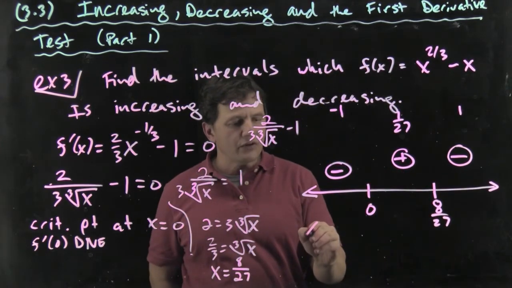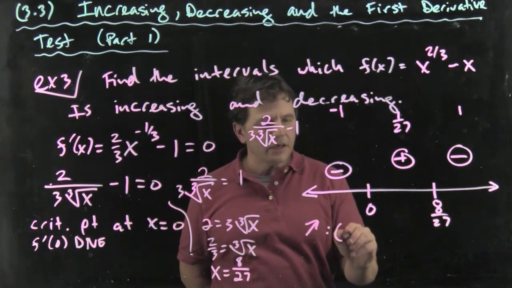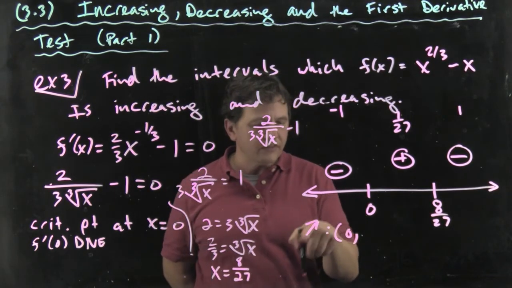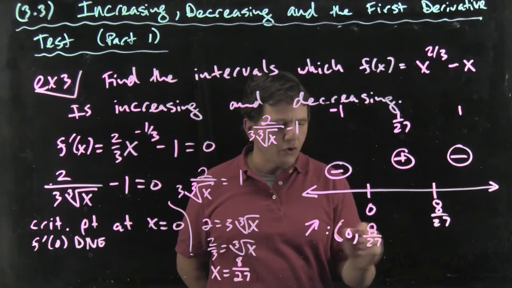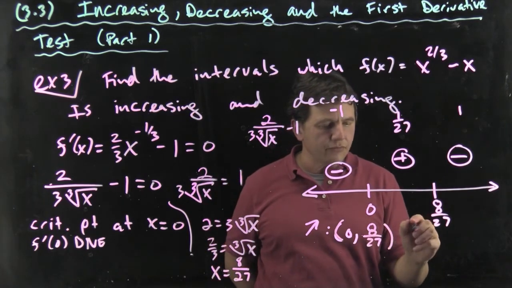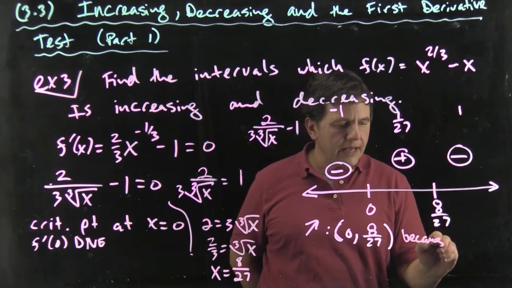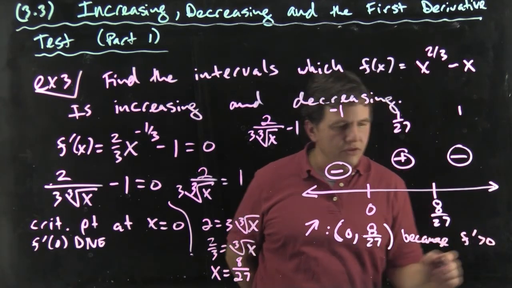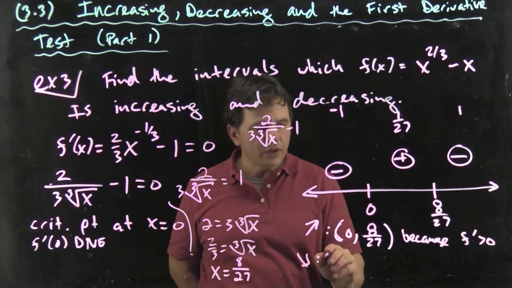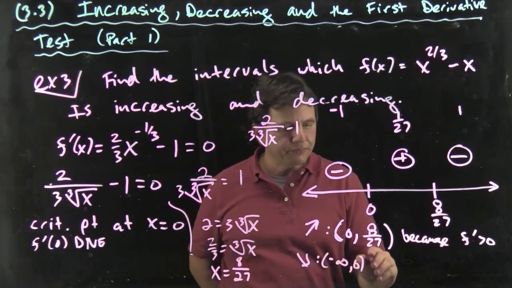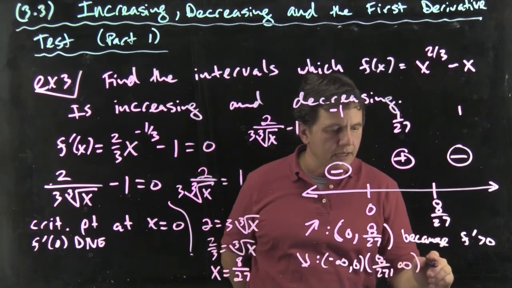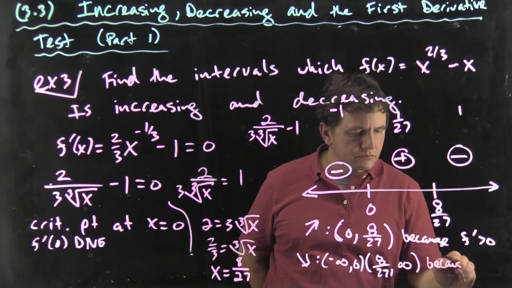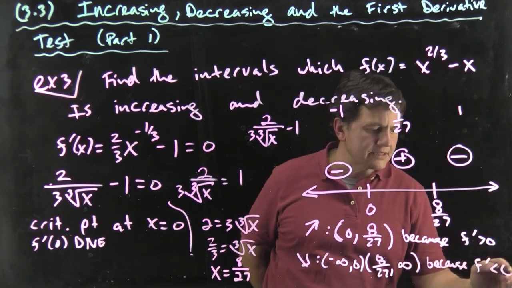So our interval of increasing here is going to be 0 to 8/27, and I get a little lazy there, I just show an upward arrow. Once again, I'm going with this open interval. That way I can be quick with our justification, and that is because f prime is greater than 0. We're decreasing from negative infinity to 0, and then 8/27 to infinity, and that is because f prime is less than 0.